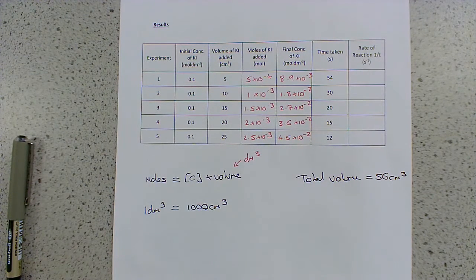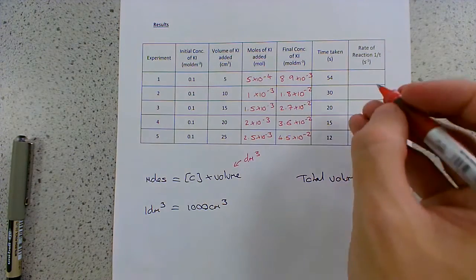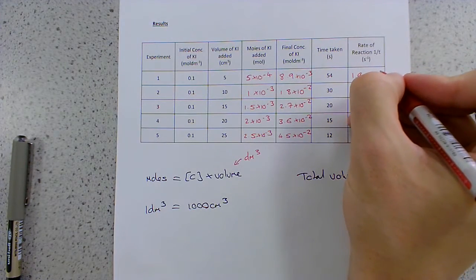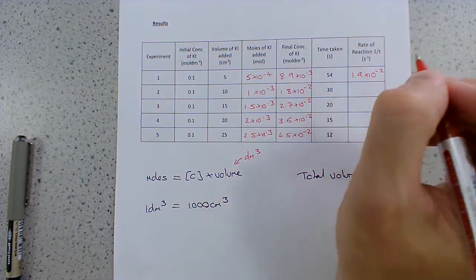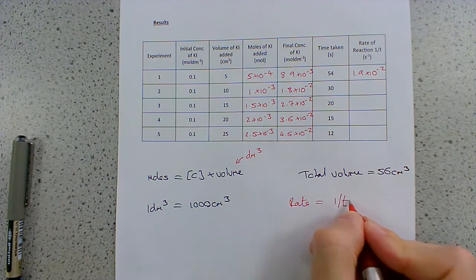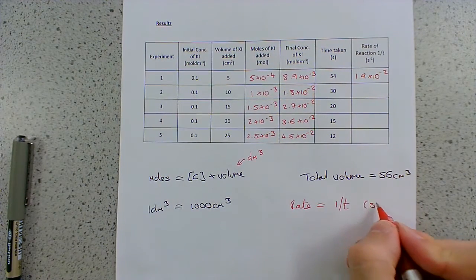The other thing we need to compare that to is the rate. Now, we didn't measure rate, we measured time taken. In order to get the rate of a reaction when you are looking at the time it takes to finish, you can quickly convert that to rate by doing 1 over time. So if the time was 54 seconds, 1 over 54 gives us a rate of 1.9 times 10 to the minus 2. Okay, so I'm just going to make a note of that down here. So rate is equal to 1 over time, giving units of seconds to the minus 1.